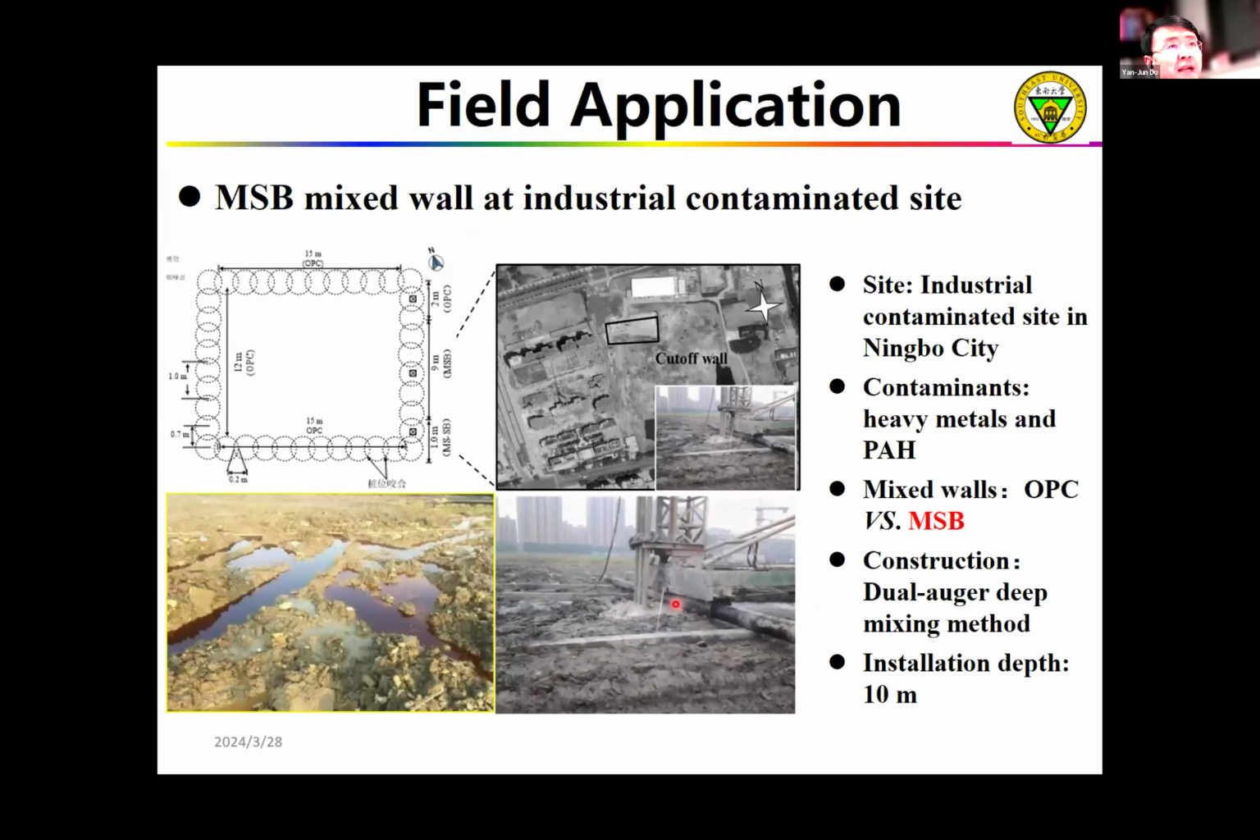Finally, we apply the MSB backfill as the MSB vertical barrier at a field site. The site is an industrial contaminated site, and the target contaminants are heavy metals and pH. The vertical barrier was constructed using the mixed walls.